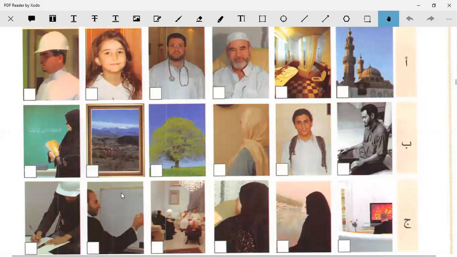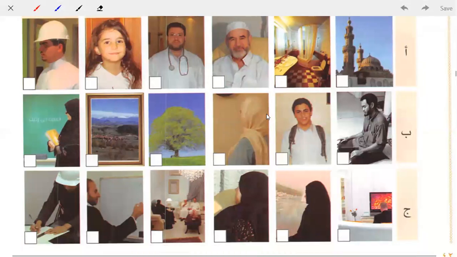So I need a student which is Miss Rizwana. Miss Rizwana, you will do this one with me. Yes. So first we have three options. Ahmad fil ghurfa is the first one. In Ba, we have a man who is praying in masjid. Jim. The answer is Jim.